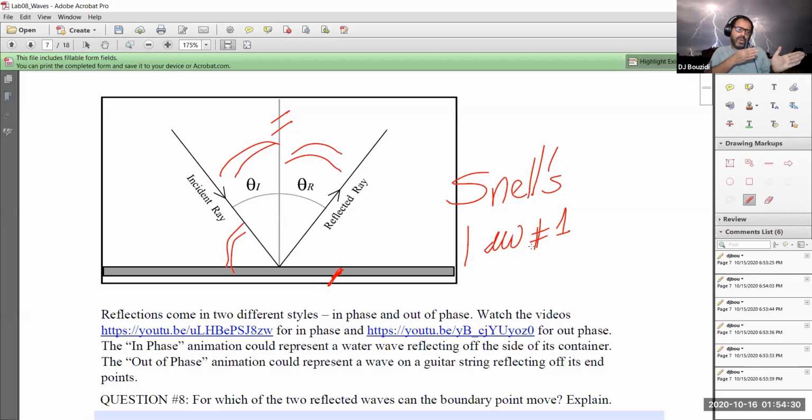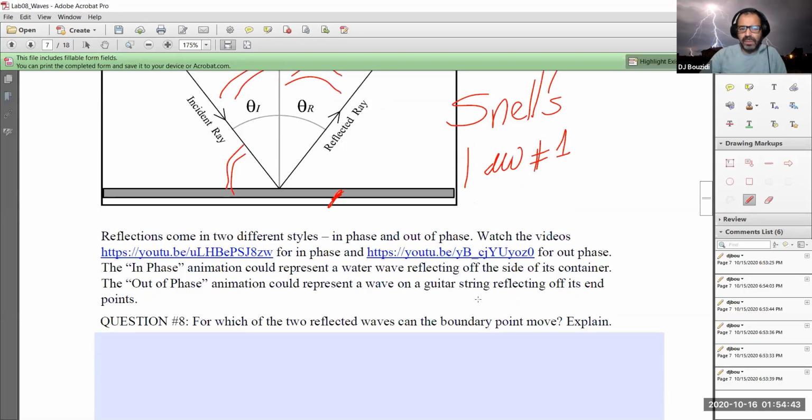If you send a water wave at an angle to a medium, it's going to bounce back on the other side, and the angle of incidence must be equal to the angle of reflection. So this is how a wave behaves in a medium separating the two.